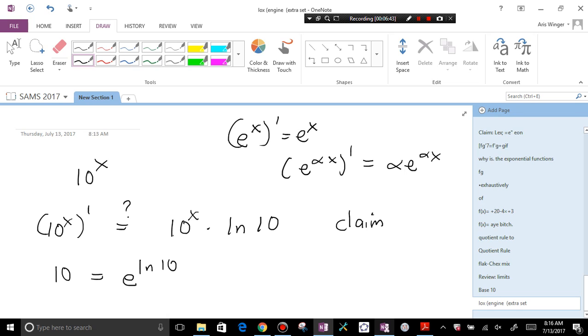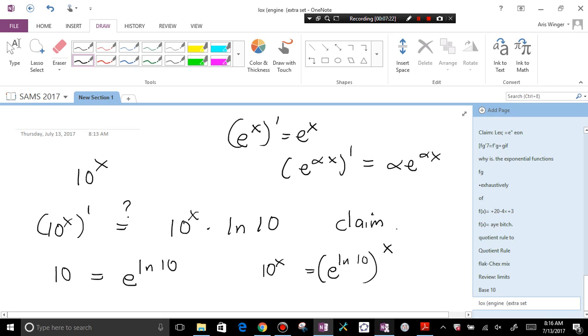So the natural log of 10 is the power you need to raise e to in order to get 10, right? And therefore, if I wanted to know the derivative of 10 to the x, well, let's just be very clear here. So therefore, 10 to the x is equal to e to the natural log of 10, all to the x power.